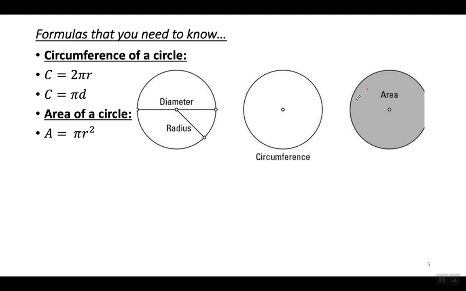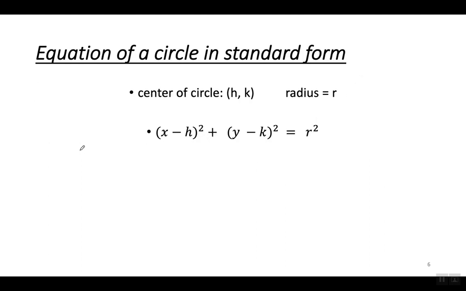Area is the space inside of the circle. To get the area of a circle, you have to do pi times radius squared. The equation of a circle in standard form, make sure you understand how to use this equation. Remember that when you have the equation of a circle in standard form, the center of the circle is h comma k, and r is the radius. I'll do examples with that later on.